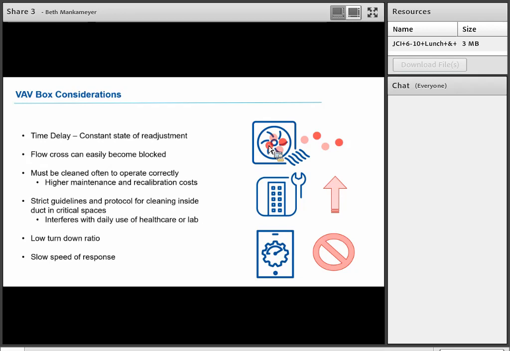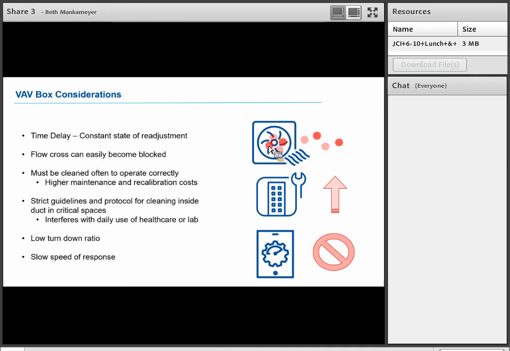So if you're going to use something like this in a critical environment, which you'll hear me say don't do that a lot during this presentation, but if you were to do that, there are usually very strict guidelines and protocols for cleaning inside those critical spaces. So you would have to wear the proper protective equipment, the PPE, and you would have to tent yourself off, and you might have to shut down critical spaces like patient isolation rooms or operating rooms in order to clean these out. And that's just going to impede your daily use of that facility.